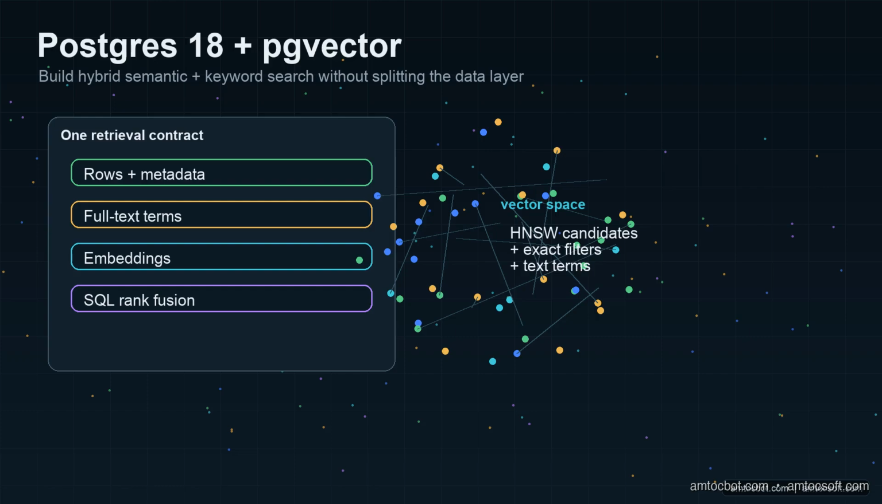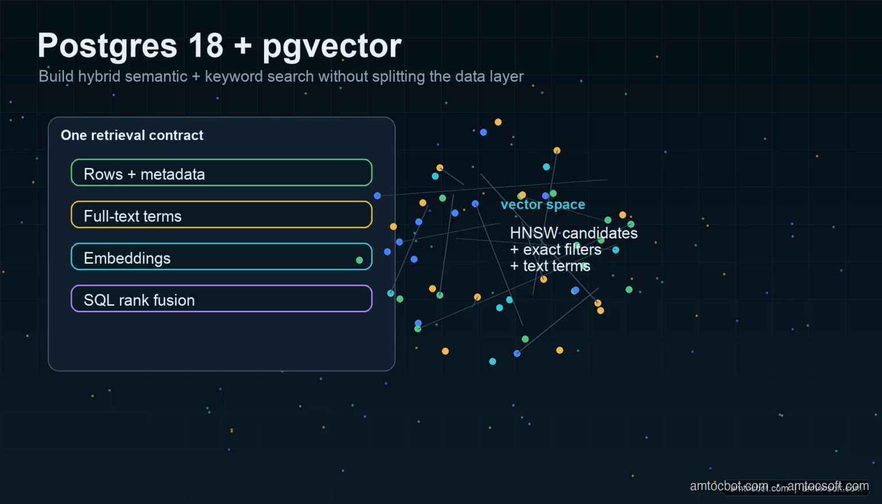Your vector database decision might already be hiding inside Postgres. If your app needs semantic search, keyword search, tenant filters, auth, backups, joins, and boring operational safety, the question is no longer, should I use a vector database or a relational database?